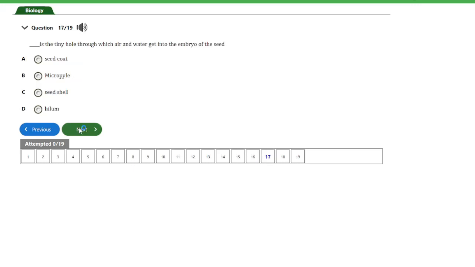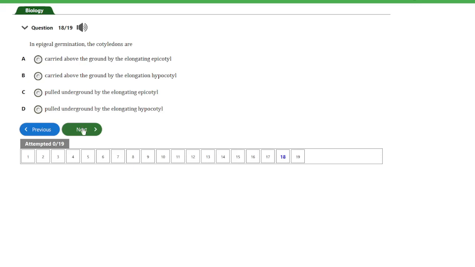So let's look at the next question. Question number 17. It says, dash is a tiny hole through which air and water get into the embryo of the seed. So we have options A, seed coat, B, micropyle, C, seed shell, and D, hilum. So guys, the answer to this question is micropyle, and we've answered this question prior to this moment, so you should take note of that.